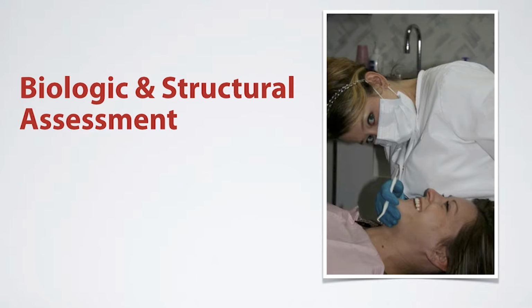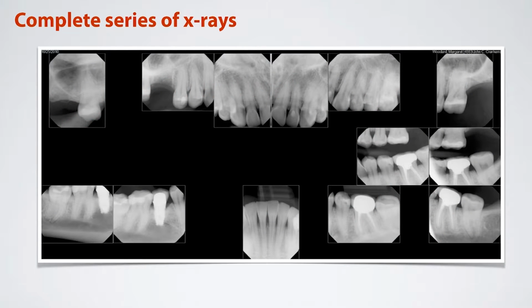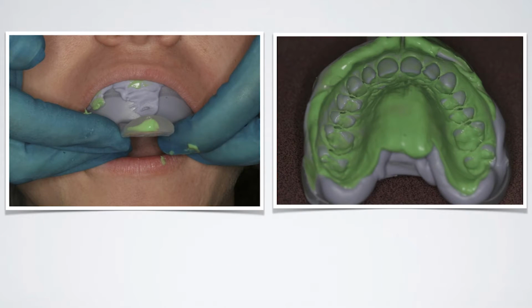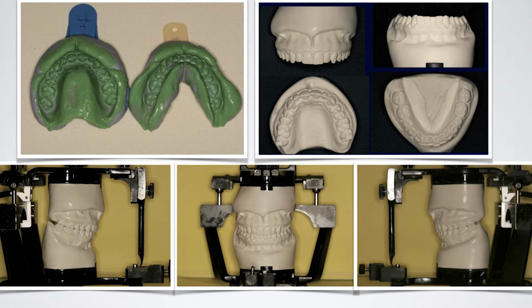We'll have our hygienist look at your gums and help us do a biological and structural assessment. We'll of course get a full series of x-rays. We'll take impressions of your mouth, and we'll also mount the models that come from the impression on a device called an articulator so that we can study your bite very, very carefully.